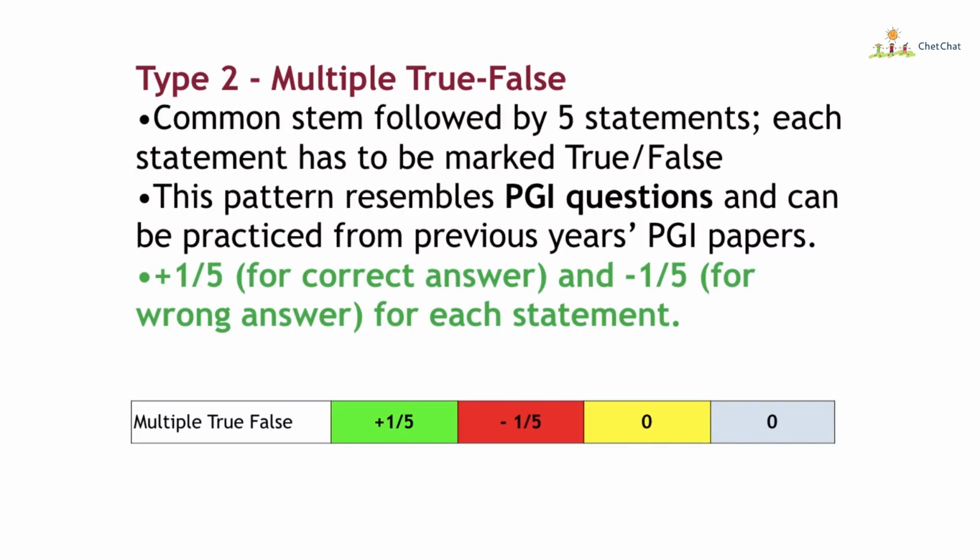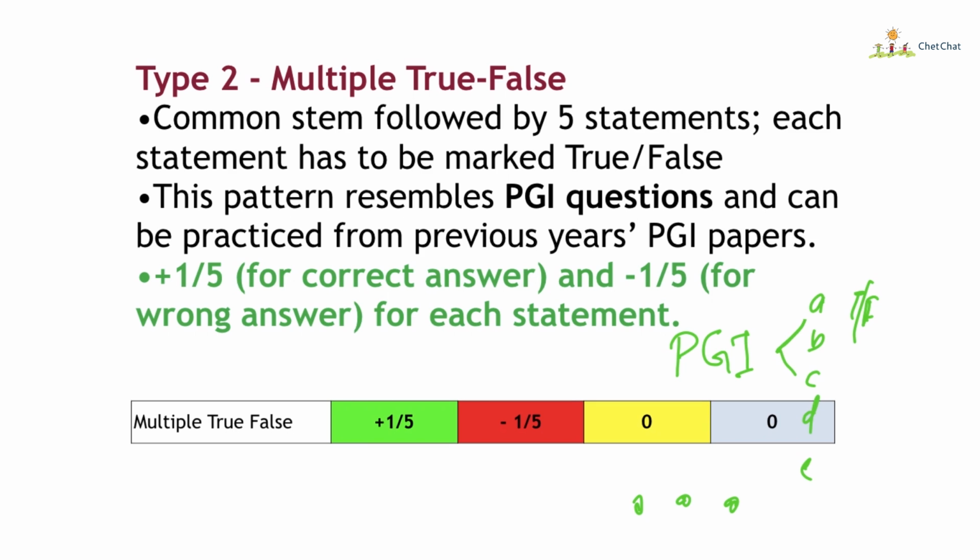Second question type is multiple true false. You will have 5 statements, not just true, you have to tell whether it's false also. So it's just a more glorified, online version of the PGI exam. PGI exam also gives you 5 statements. So 5 statements, A, B, C, D, E. And instead of just saying which of these are true and marking them in the OMR sheet, for each you will have to give a true or false kind of an answer.